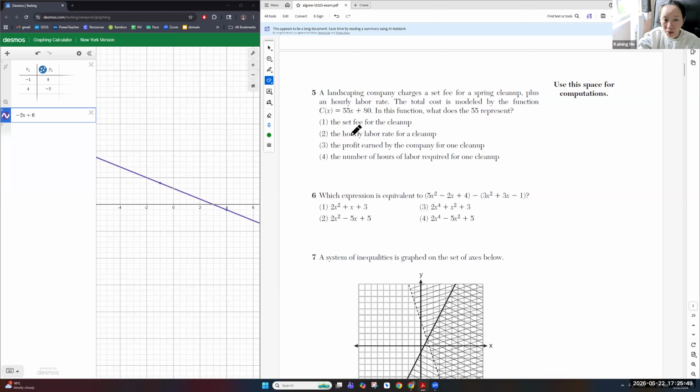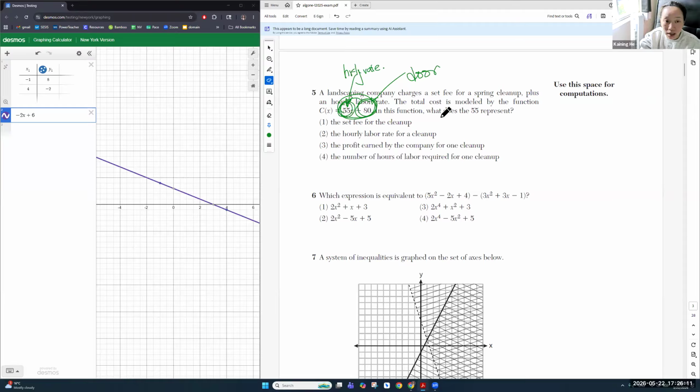So just by looking at this situation, every single time we see these, the constant is always going to be the money that they charge for showing up at your door. Always, always, always. Whatever is connected with the letter X, that is the more that they stay, the more they're going to charge you. So this is always the hourly rate.